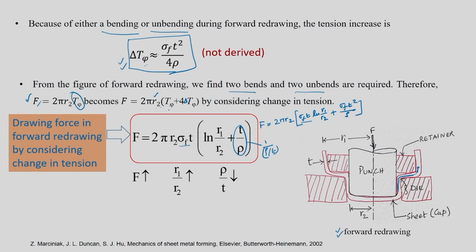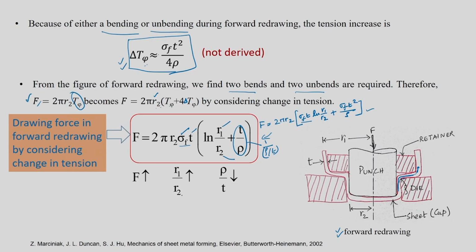Okay. And then if you substitute the T phi value into this, you will get this equation, which will be simplified to this equation. F is equal to 2 pi r2 sigma f t into ln of r1 by r2 plus t by rho r plus 1 by rho by t. Where r1 is the first cup radius, r2 is the new cup radius, t is the thickness, rho is the die corner radius, and sigma f is only a material property, the flow stress. All are known.